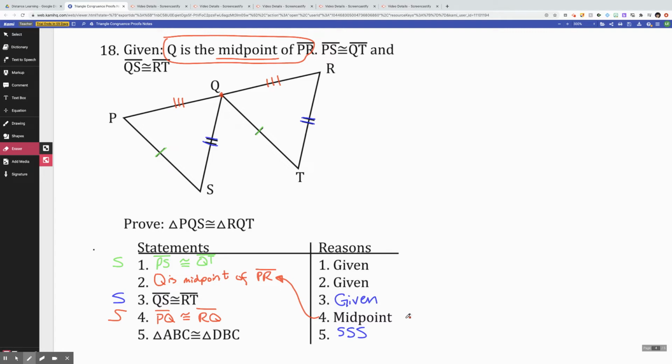They just wrote midpoint right here. You could write definition of midpoint if you wanted, but this is perfectly fine. So now I have three sides, S, S, S. So these two triangles are congruent by side, side, side. All right, so I've got one more proof for you that has one extra step. It's a little bit longer than these two. So give me just a second to rearrange and clear my screen off, and then we'll do that last proof.